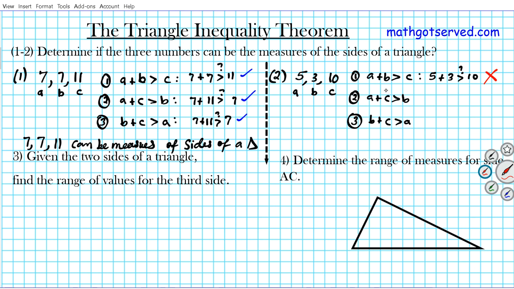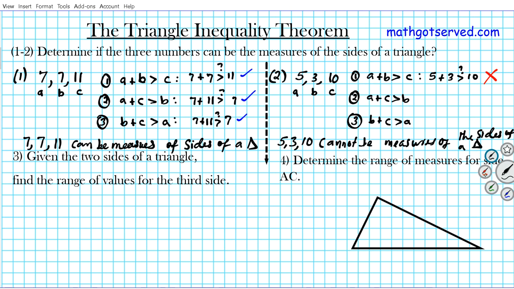If one of these tests fail, it's an automatic fail. So there's no need to test 2 and 3. So I will just go right to the conclusion. 5, 3, 10 cannot be measures of the sides of a triangle. Okay?